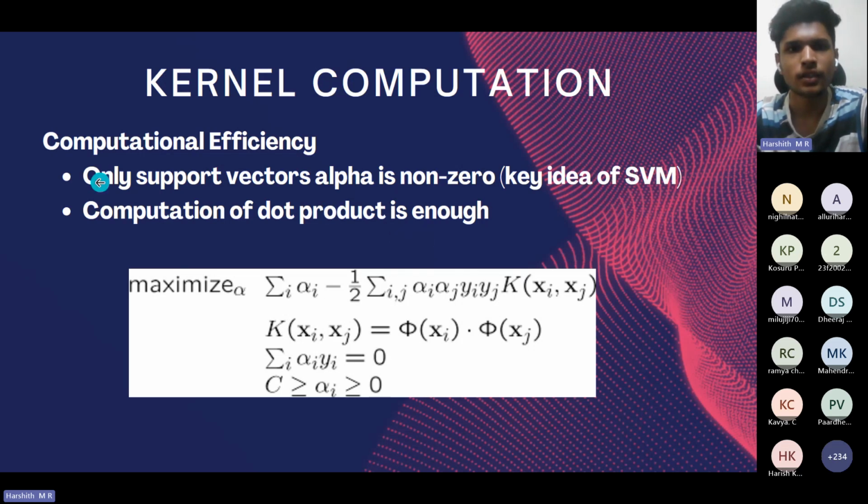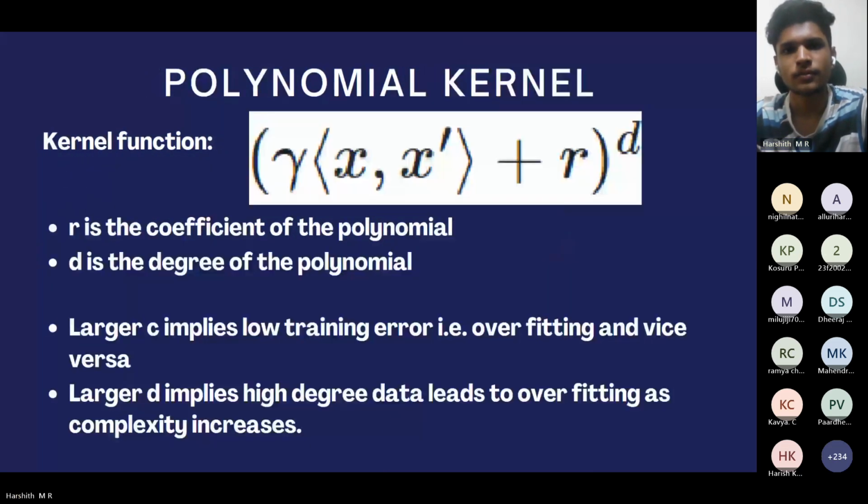And only for support vectors is alpha non-zero. This is the key idea of SVM. Only support vectors would be used in determining the hyperplane. No other point is used in determining it. So in this dot product also, we'll use only dot products where there are support vectors. That would ease our kernel computation, and we'll be able to get the hyperplane. So that is how the kernel works.